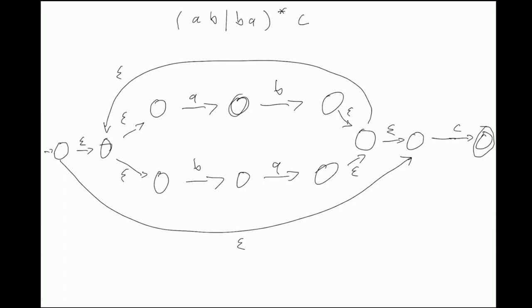Okay, probably, yeah. I just realized I have another question. For the AB or BA, do we really need those states that only have epsilon entering them? Couldn't you just have A, B, B, A, make it sort of a diamond? Couldn't we just have, where it says epsilon there, just make that an A transition?